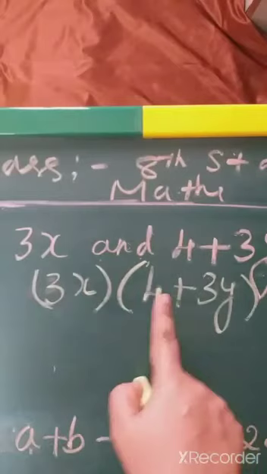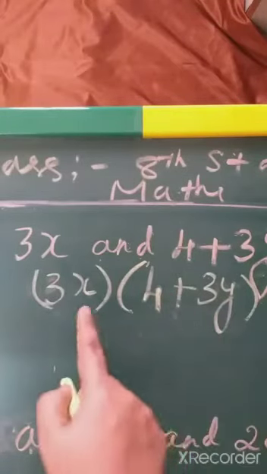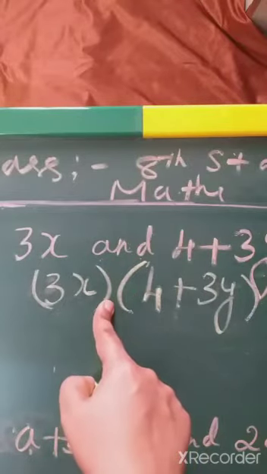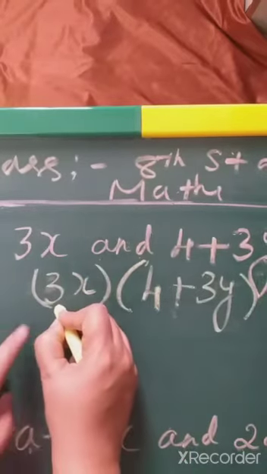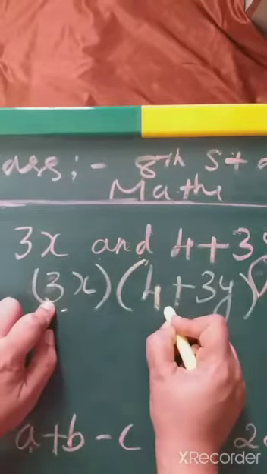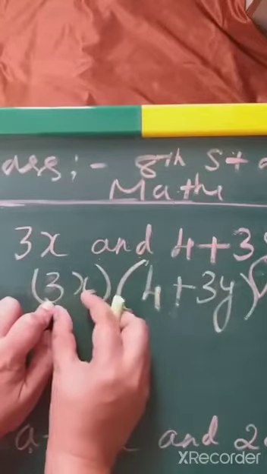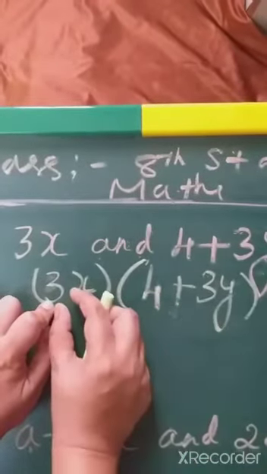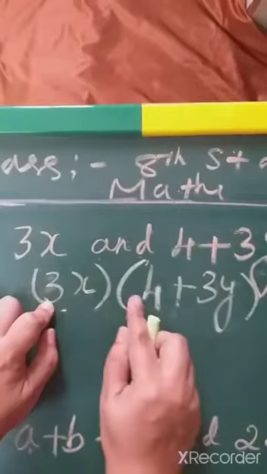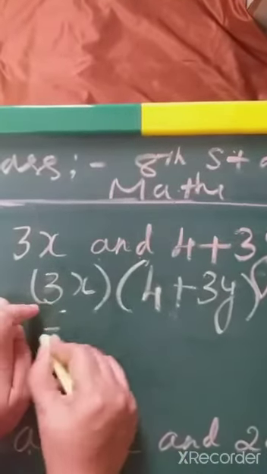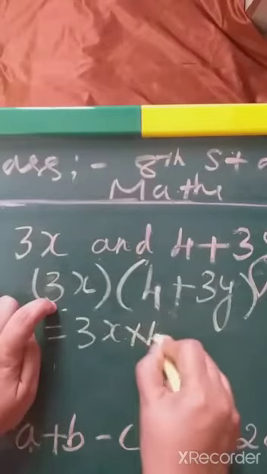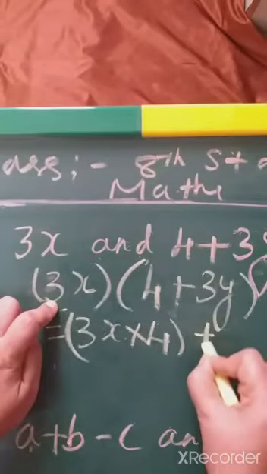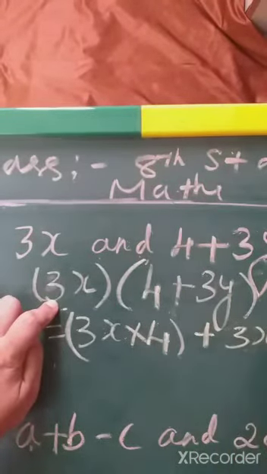3x bracket 4 plus 3y. Find the product means multiplication. Bracket also means instead of writing the into symbol we can write bracket. Now rule is multiply the monomial with each term of binomial or trinomial or polynomial. Now we are giving more importance to monomial. 3x with 4, again 3x with 3y. Multiply 3x into 4 and 3x into 3y equals 3x into 4, and here plus symbol, so you have to write plus, then again 3x into 3y.